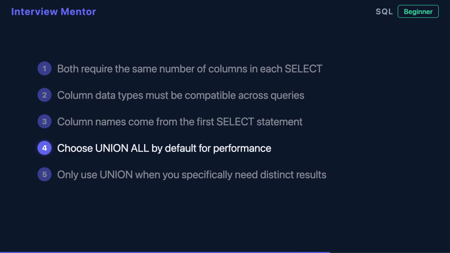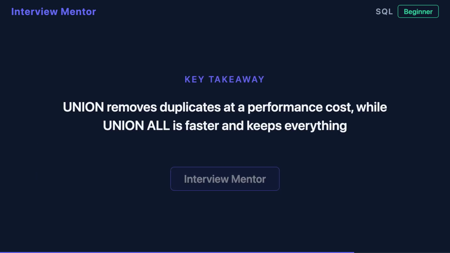Choose UNION ALL by default for better performance, and only use UNION when you specifically need to eliminate duplicates. Remember, UNION removes duplicates at a performance cost, while UNION ALL keeps everything and runs faster. Choose wisely based on your data requirements.